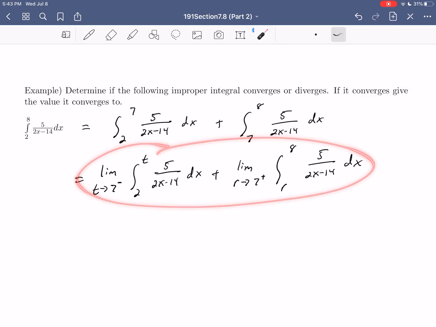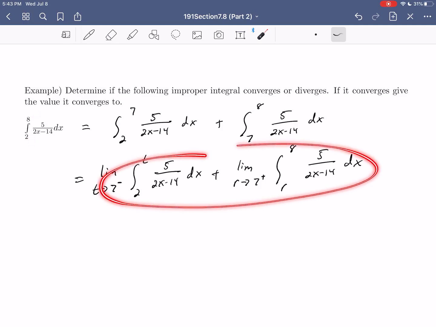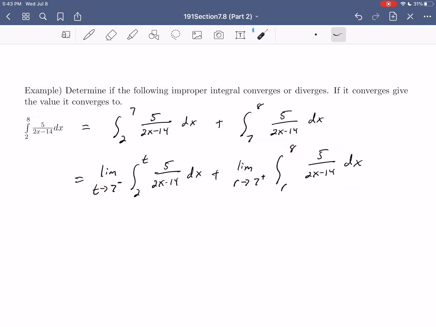You have to view it this way. You have to recognize that there is an issue here. It's not at the two ends, it's in the middle. So we need to split it at that point where the vertical asymptote actually exists, where we're getting that divide by 0. Now choose one of these to start with.